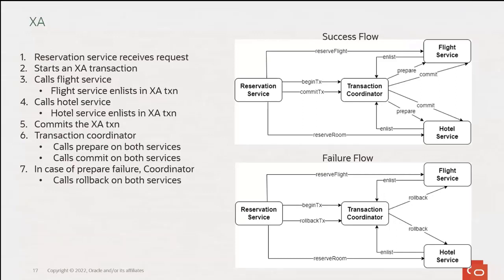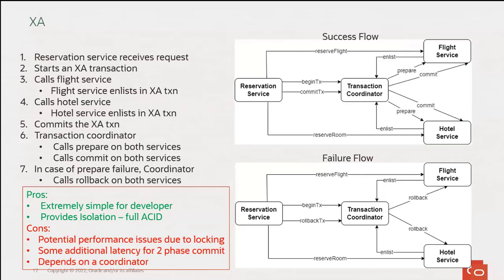And should there be a failure, instead of asking them to prepare and commit, the reservation service says to roll back the transaction. The coordinator is then responsible for notifying each of the services to roll back their partial transaction. The one advantage of this is it's extremely simple for the developer. There's no application-specific compensation required, and it provides full isolation, so you get full ACID properties of a transaction. There are some potential performance issues due to locking, and you may have some additional latency because there are additional interactions that have to take place. And like many of the other models that require a coordinator, you have to have a transaction coordinator involved.